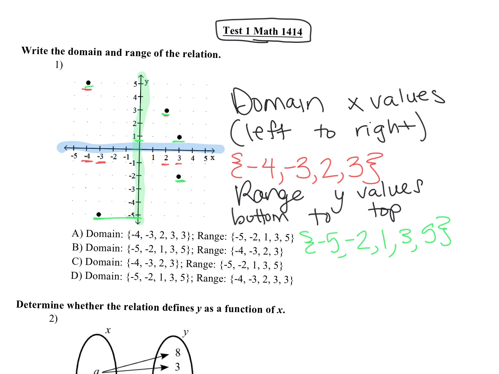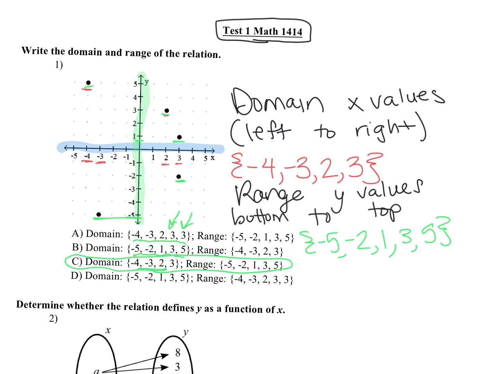I'm going to take a look at my answer choices here, and let's see, -5, -2, 3, 5. Oh wait, that would be the range. Domain, -4, -3, 2, 3. You don't have to list it twice. So it looks like it's going to be this one, because here they list the number 3 twice, and so we don't want to pick that one. I'll probably be taking that answer choice off though, because I think they're just trying to trick you on purpose, and I don't really like when they do that. I just think that's a little ridiculous.